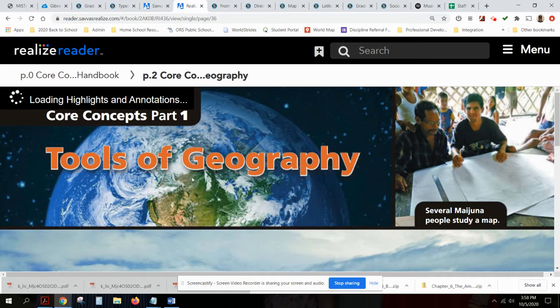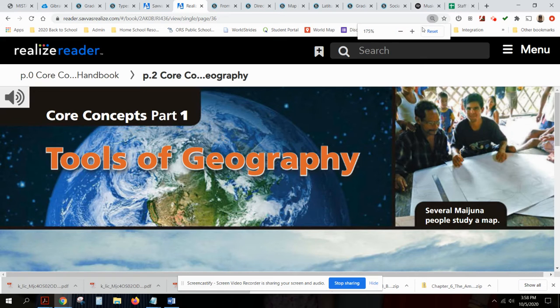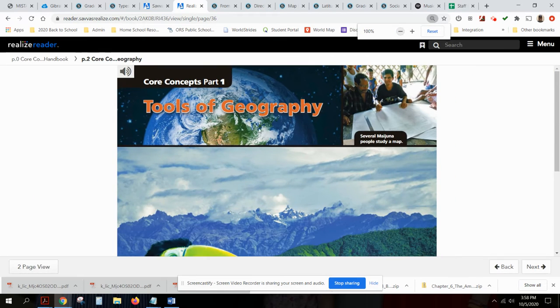Once we open up our textbook, I'm going to close that to get it out of the way. Inside our textbook, we have to go to section 1.5. So I am going to make my screen a little smaller. There we go, 100%. Two-page view. And then I'm going to flip over to 1.5.